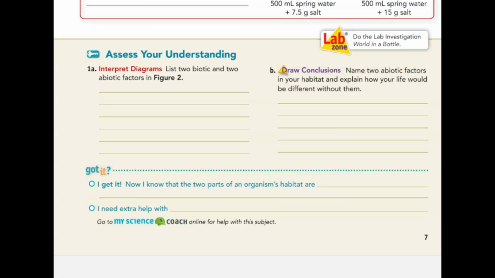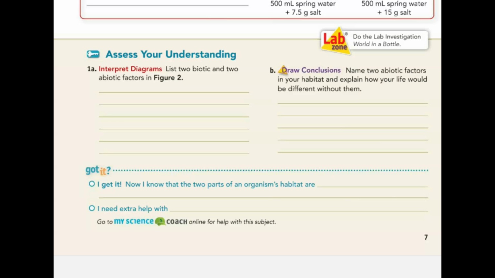Assess your understanding. Number 1, list 2 biotic and 2 abiotic factors, just in general. Well, we know biotic means living, so 2 biotic factors could be grass and eagles. And we know abiotic means not living, so it could be sunlight or the rocky part of soil.